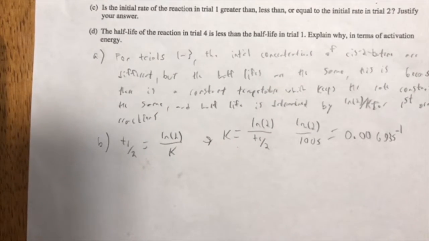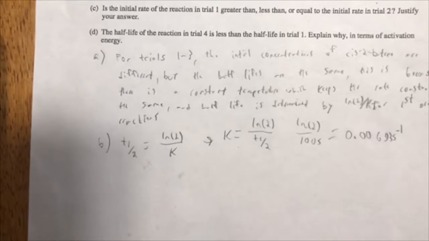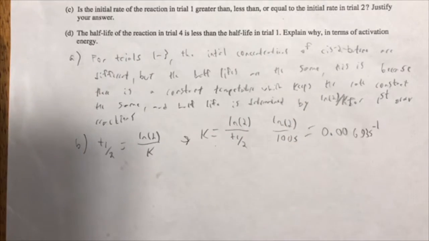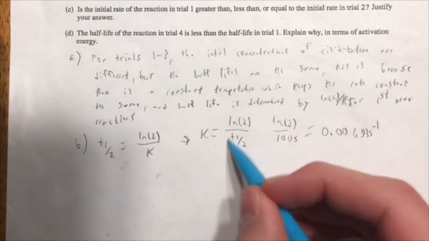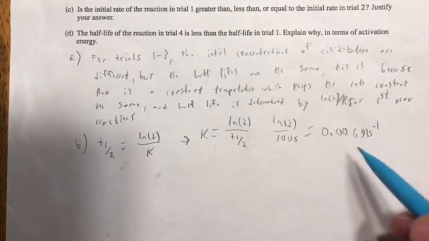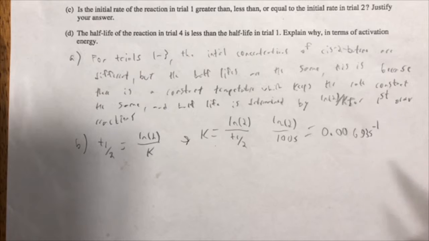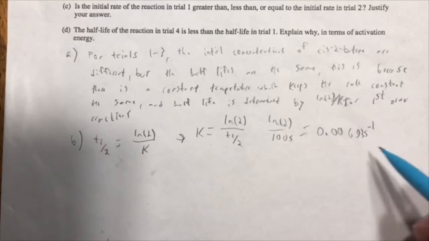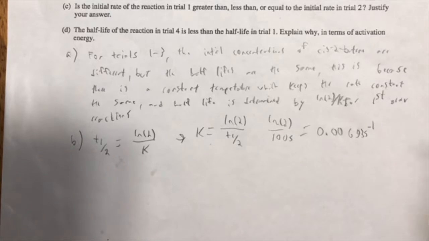So our problem solving strategy was to use the half-life equation, reorganize it so that we're solving for the rate constant, and then we just plugged in our half-life, which was 100 seconds, and we got 0.00693. And then we plugged in the units, so we get seconds to the negative 1. So our rate constant is equal to 0.00693 per second.